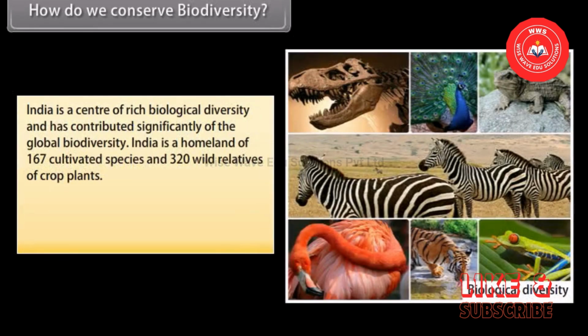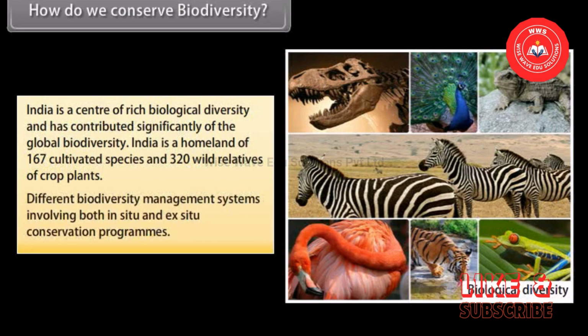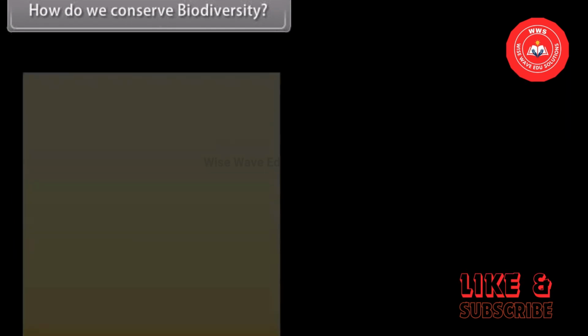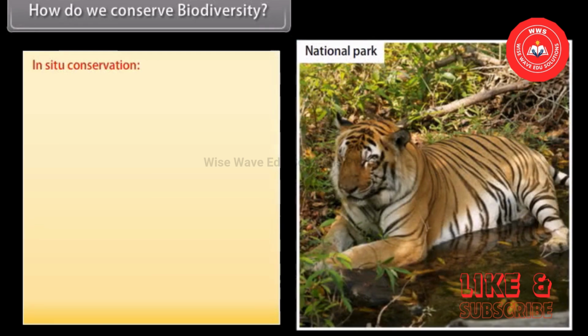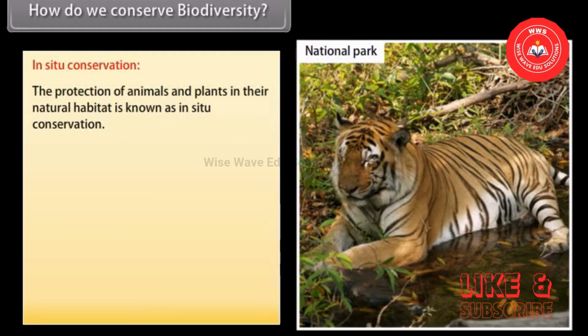India is a center of rich biological diversity and has contributed significantly to the global biodiversity. India is a homeland of 167 cultivated species and 320 wild relatives of crop plants. Different biodiversity management systems involve both in situ and ex situ conservation programs. In situ conservation, the protection of animals and plants in their natural habitat, is known as in situ conservation.